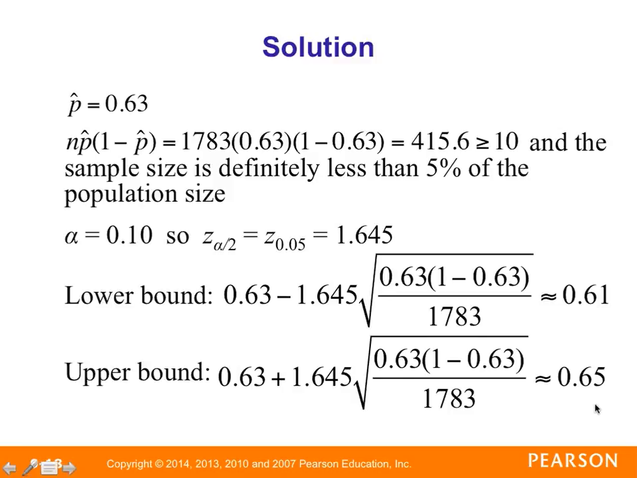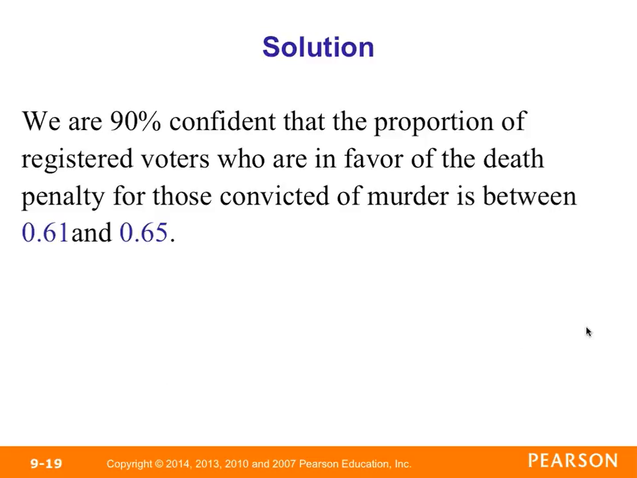And you'll notice that our point estimate of 0.63 is smack dab in the middle of these two numbers, and that should always be the case because you're adding and subtracting the same margin of error. So your point estimate should always be right in the middle. So in order to actually interpret this, we would say that we are 90% confident that the proportion of registered voters who are in favor of the death penalty for those convicted of murder is somewhere between 0.61 and 0.65. Or we could say 61% and 65%.